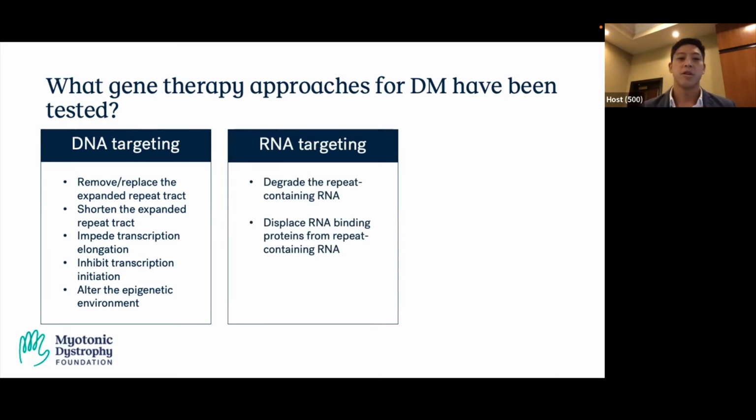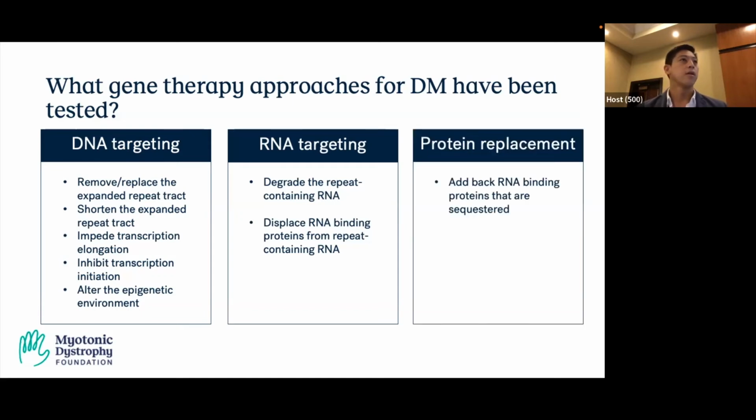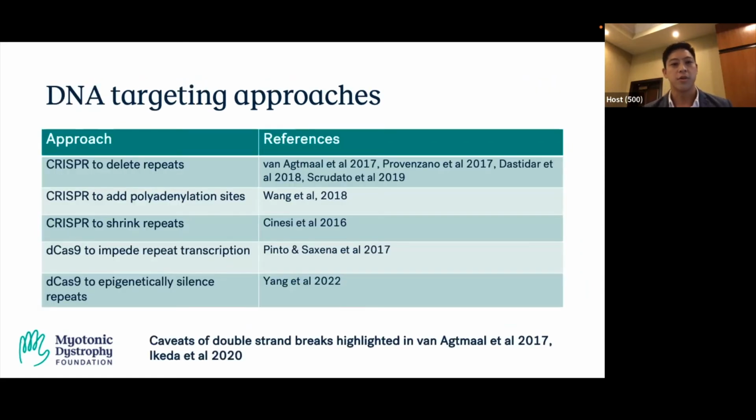Primarily, these have been focused on degrading a repeat-containing RNA. There are also approaches that include displacing RNA binding proteins from the repeat-containing RNA. And then finally, at the level of protein, there have been efforts to deliver exogenous additional protein that can try to compensate for the muscle-blind protein that is sequestered on these repeats. I'll go through each of these areas and provide some commentary on these different approaches and examples. There are references here, but by no means are they fully comprehensive.